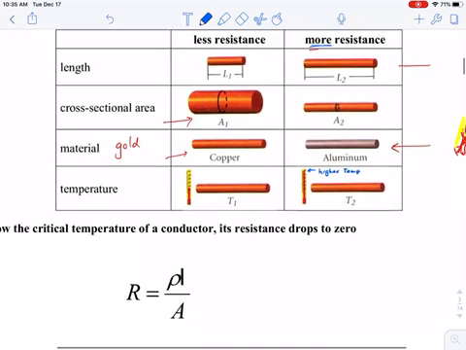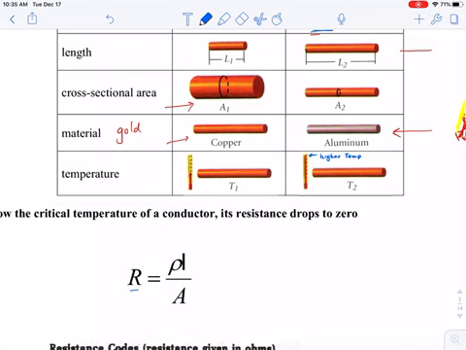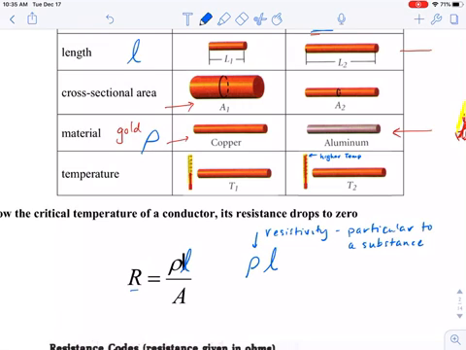So putting these four things together, we can see that the resistance of a conductor is equal to its resistivity. This Greek letter rho stands for resistivity, and it is particular to a substance. In other words, each substance has its own resistivity. Then the length, which should actually be a cursive L, the length of the wire, over the cross-sectional area.